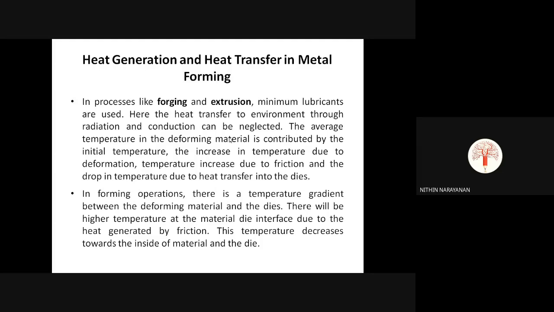The increase in temperature due to deformation, temperature increase due to friction, and drop in temperature due to the heat transfer into the dies. So in the case of forging and extrusion, the average temperature in the deforming material is contributed by the initial temperature, the increase in temperature due to deformation, the temperature increase due to friction, and the drop in temperature due to heat transfer into the dies. These factors determine the temperature in forging and extrusion.